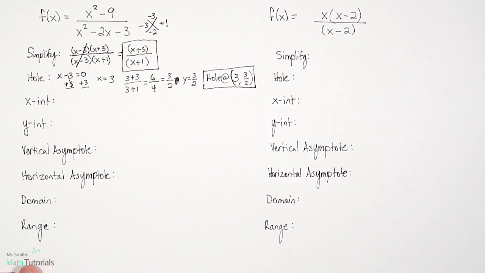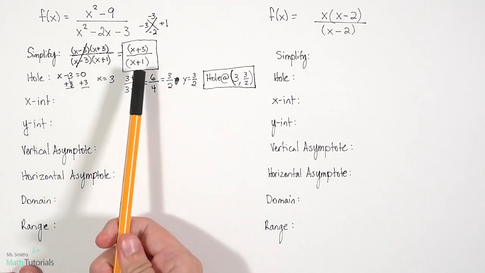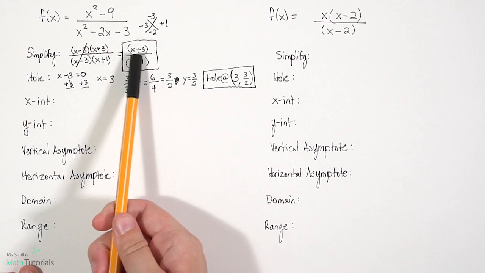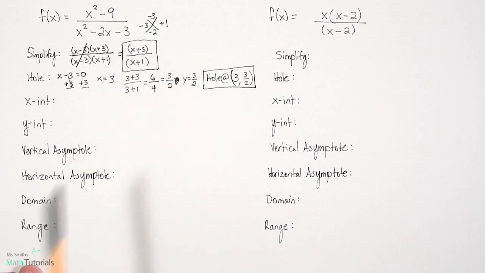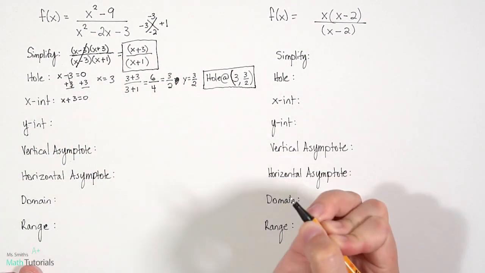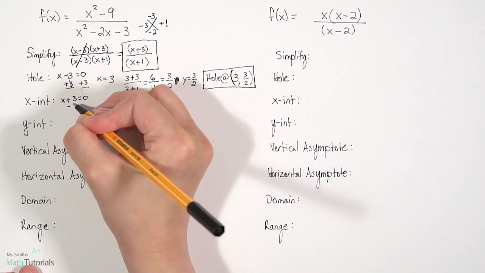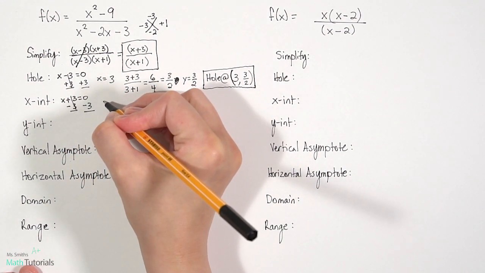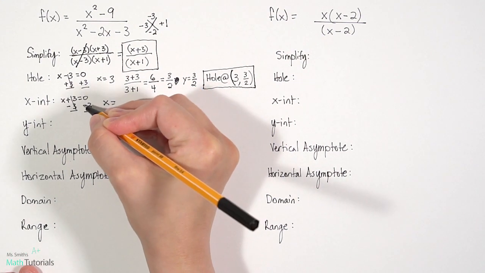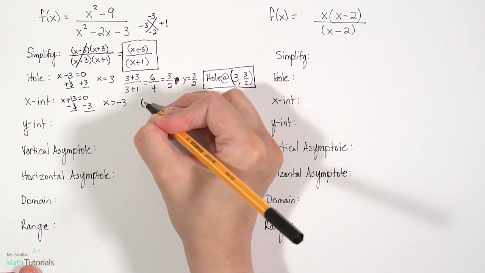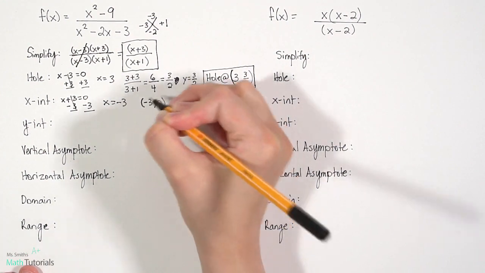To find my x-intercept, remember once I take my simplified version and any remaining factors in the numerator, so this x plus 3, I set equal to 0 and I solve. So x plus 3 equals 0, and then I just solve it. I would want to subtract 3 from both sides, and I'll bring it over here. We get x equals 0 minus 3 is a negative 3. We have an x-intercept at negative 3, comma, 0.